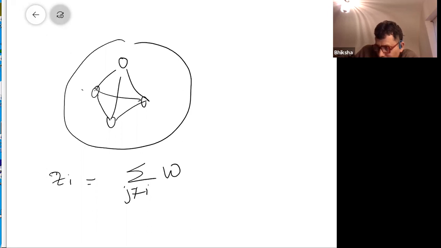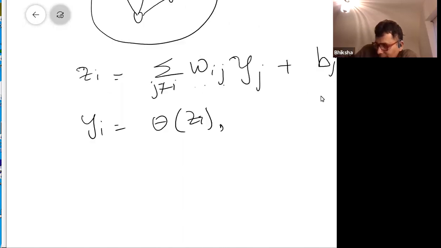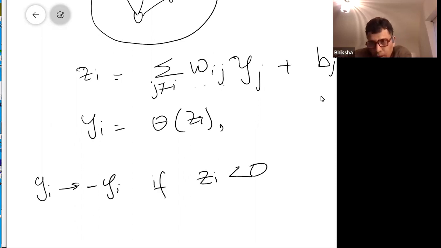So you had this kind of network where for each neuron you had Zi equals summation over j not equal to i of Wij, and we assume that these weights were symmetric, right? Times Yj plus maybe Bj, and then we said Yi equals the threshold activation of Zi, and we found that Yi flips its sign if Zi was less than 0. So this was the basic model that we had.